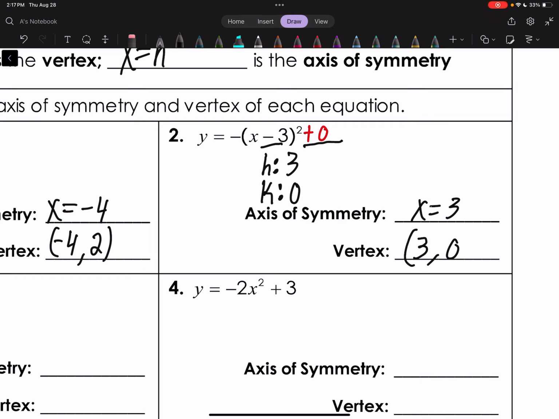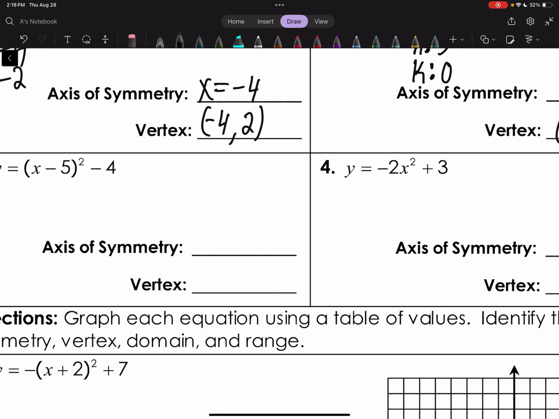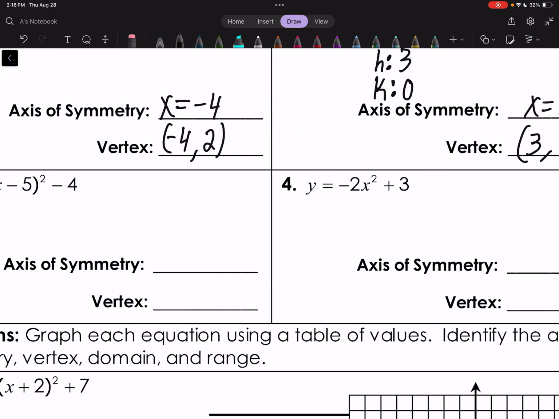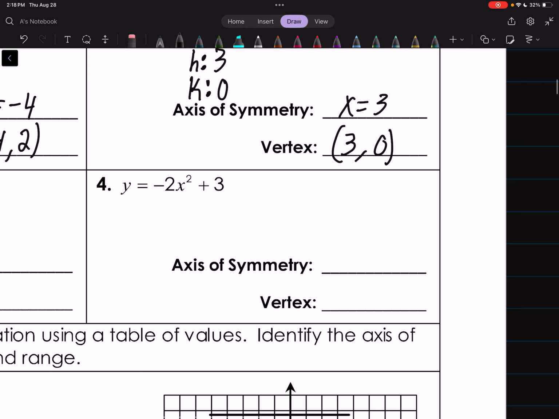Now once again, like the previous lesson, you are allowed to use Desmos to get this, but honestly it is easier if you learn how to read this vertex form. I'm going to let you try number 3 by yourself at the end of the video. For now, let's do number 4. And this one, I don't have a plus or minus h inside, therefore h is 0 and k is 3. x equals 0, vertex 0, comma 3.